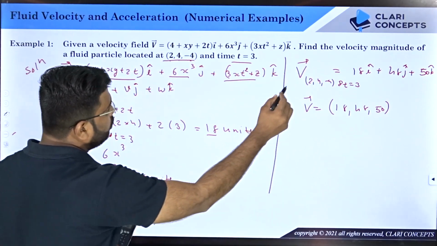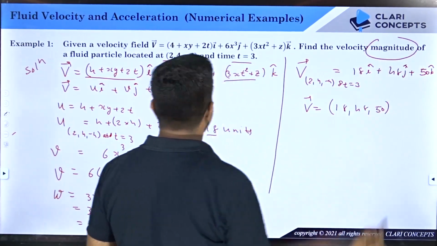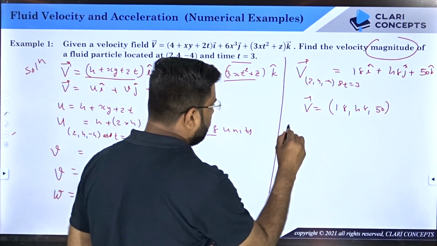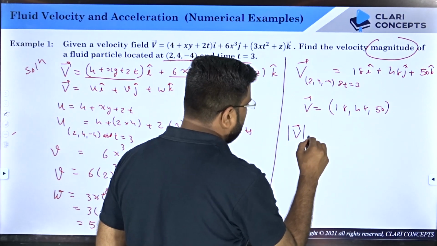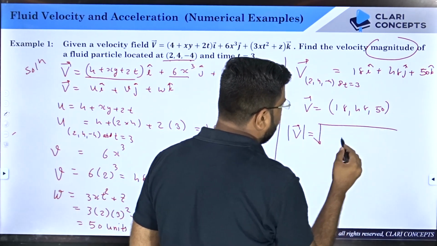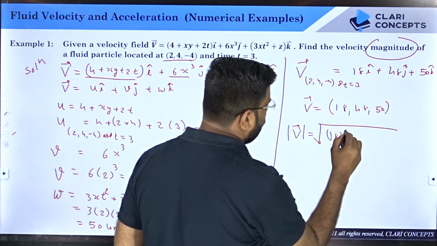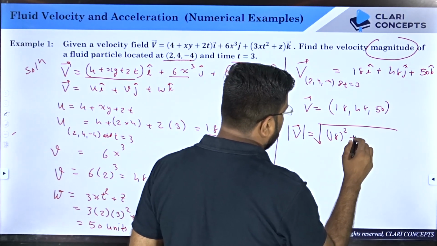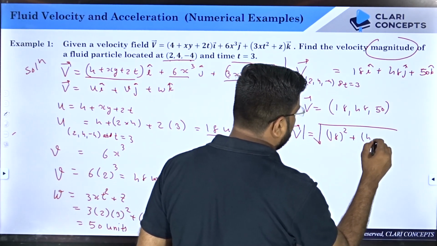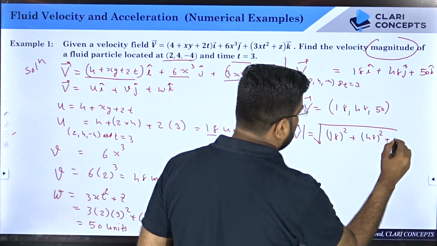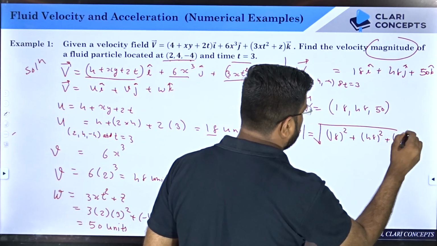Now they have asked us to find the magnitude. How do you get the magnitude? Simple. You take the magnitude of velocity. The magnitude of any vector can be found by taking the square root of the sum of the squares of the individual components. So 18 square plus 48 square plus 50 square.